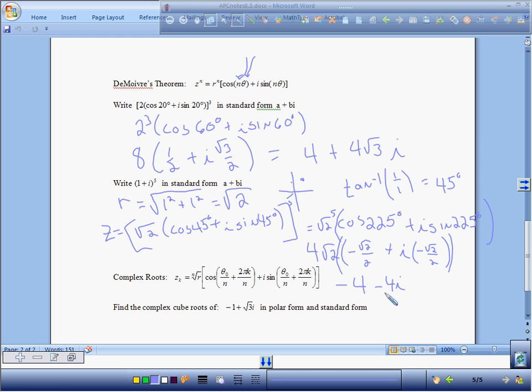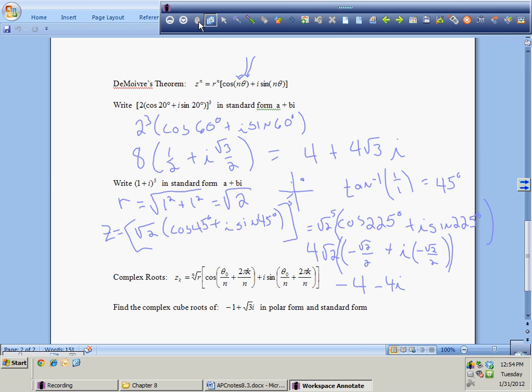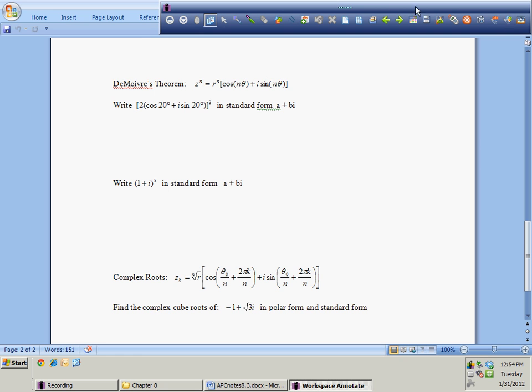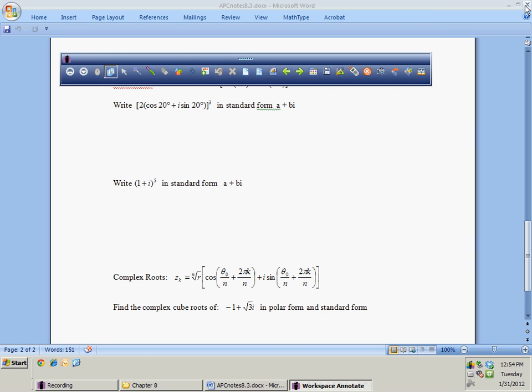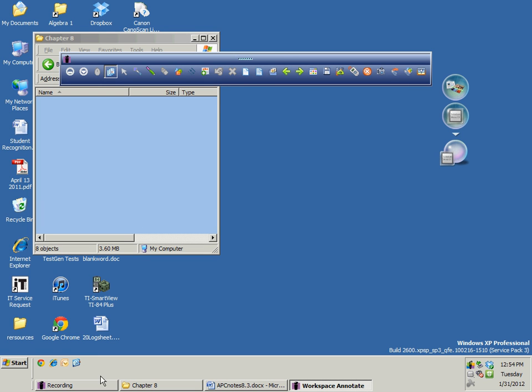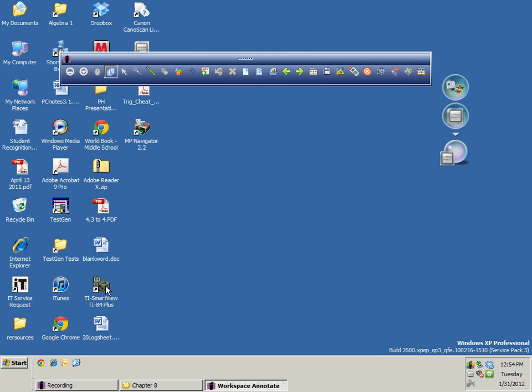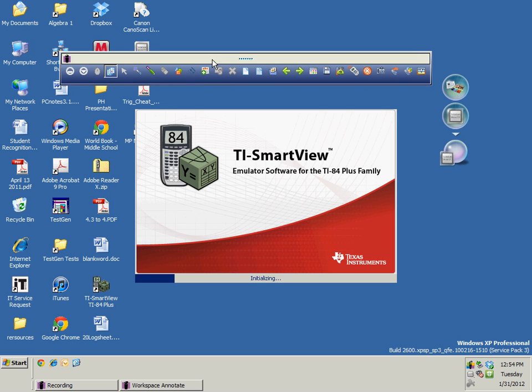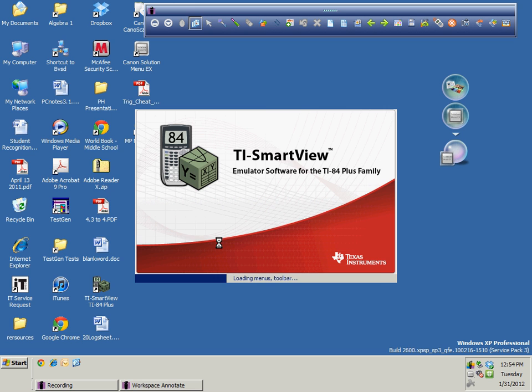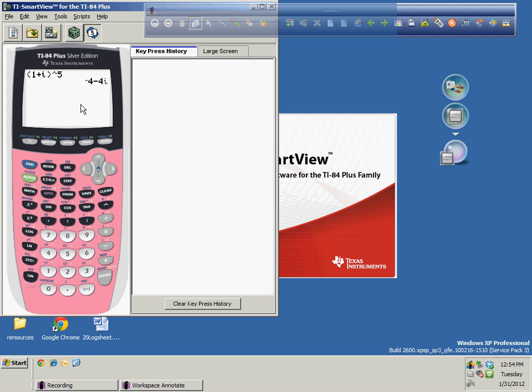To show you that this is true, and I'm not going to let you do this on a test, okay? Watch this. Did you know you could do this on your calculator? If I go to my graphing calculator, I don't think you even have to turn the i thing on.